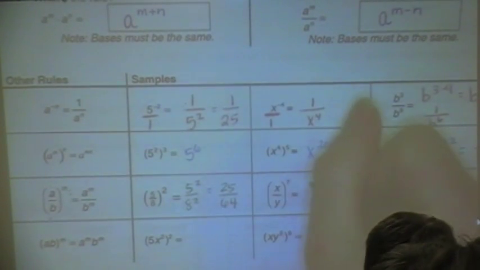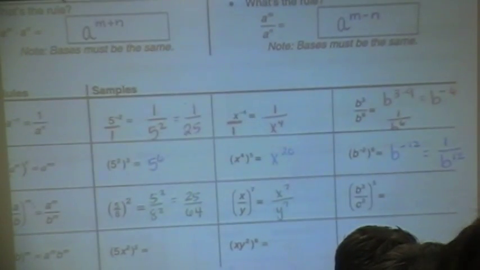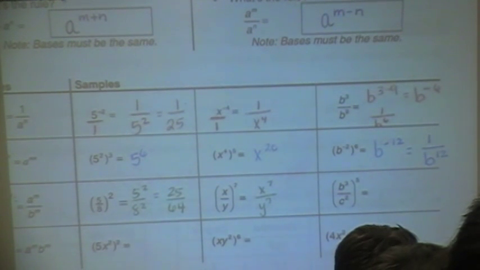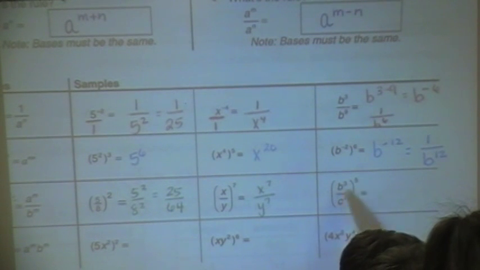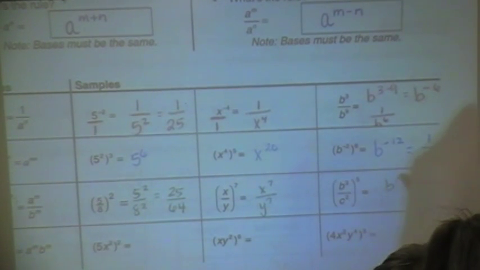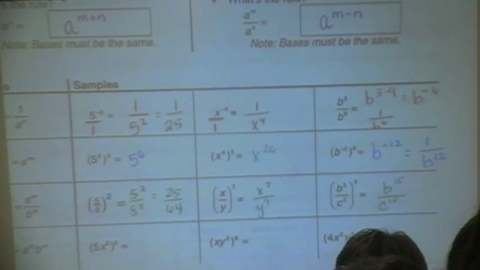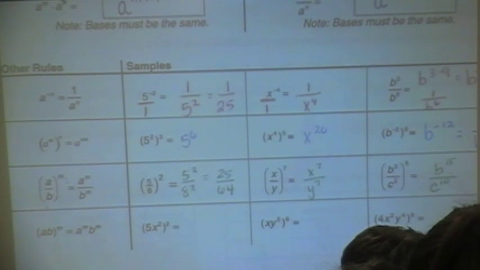That means this one would be x to the 7. No, this is raising a power to a power. So you multiply. So it would be b to the 15, c to the 10. Everybody all right?